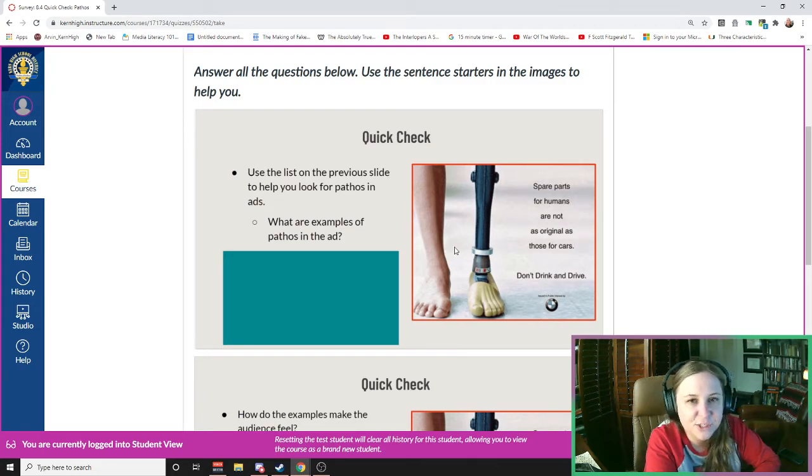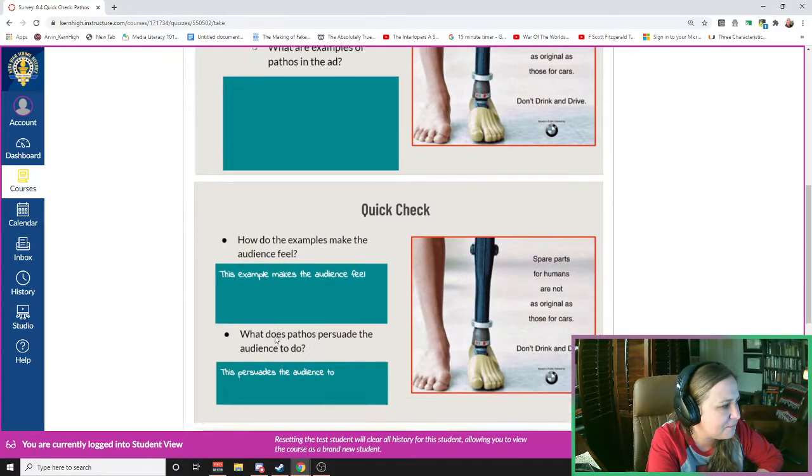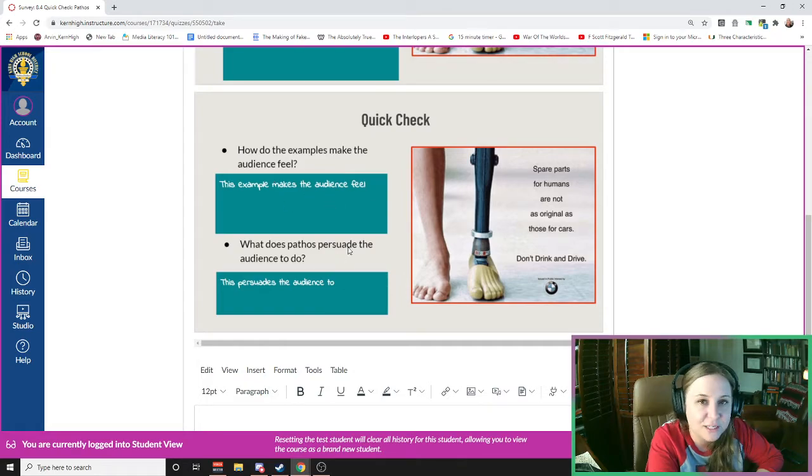And what you're going to do is you're going to do what we just did for the child abuse picture. Okay, for this advertisement, you're going to tell me what are the examples of pathos in the ad. You're going to tell me how this makes the audience feel. How does it trigger the audience? And I want you to explain to me how this persuades the audience to do something.